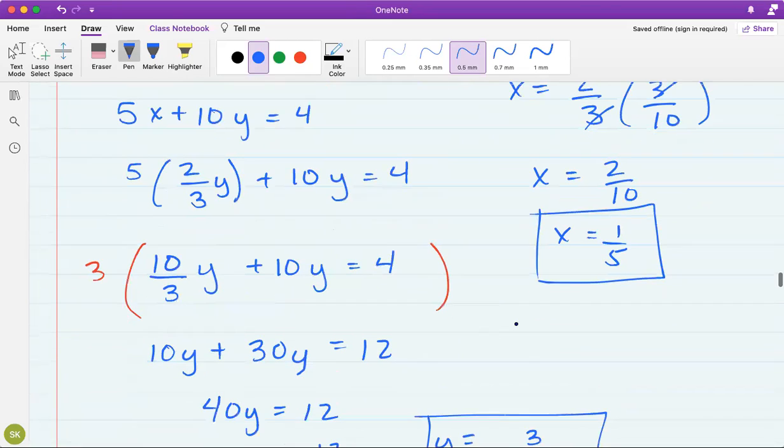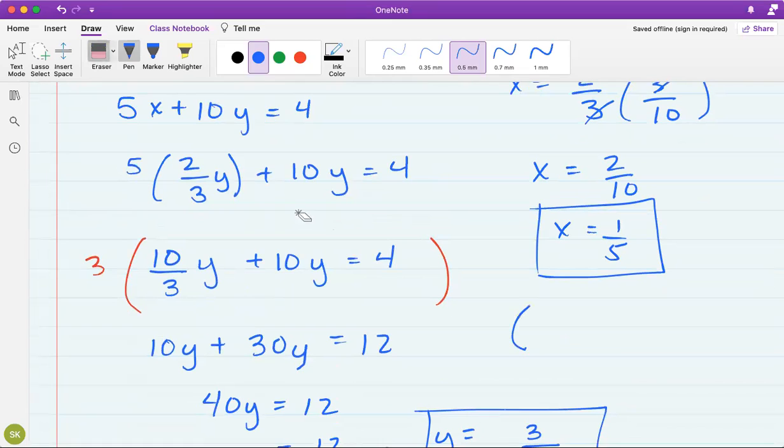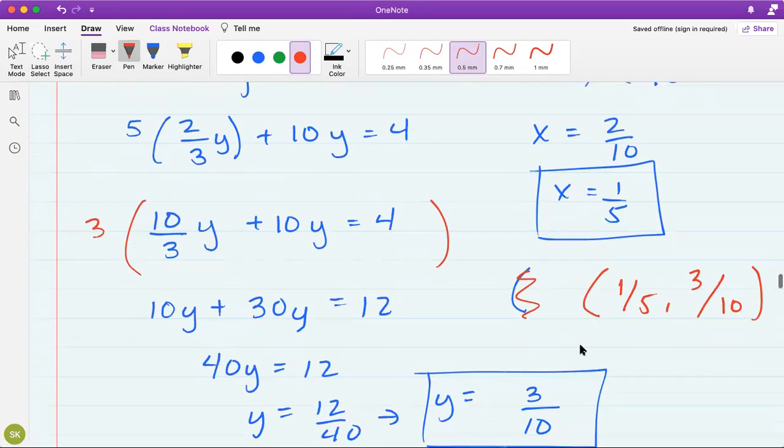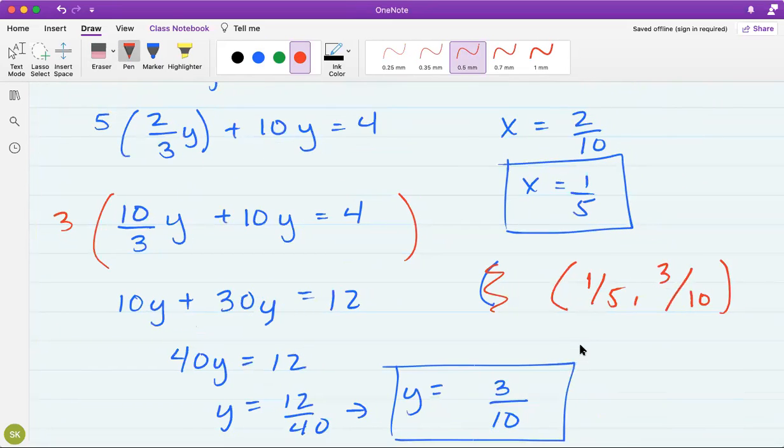Okay, and so the solution, let me write this in red, is 1/5, 3 over 10. And we should get the same answer when we use elimination. Okay, so I'm going to erase this. Give me just a second, and then we'll try this problem using elimination.